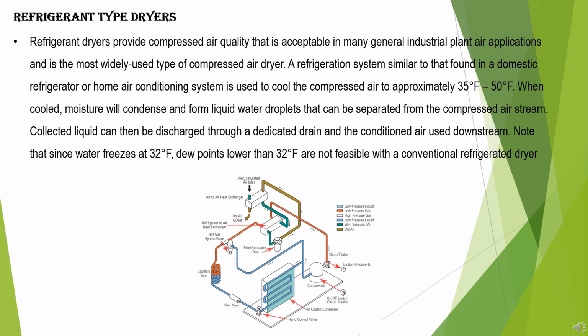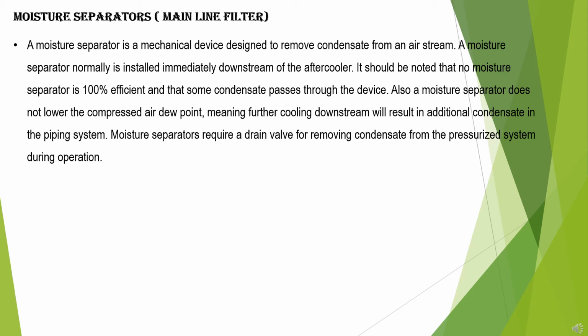When cooled, moisture will condense and form liquid water droplets that can be separated from the compressed air stream. Collected liquid can then be discharged to a dedicated drain and the conditioned air used downstream. Note that since water freezes at 32 Fahrenheit, dew points lower than 32 Fahrenheit are not feasible with a conventional refrigerated dryer.